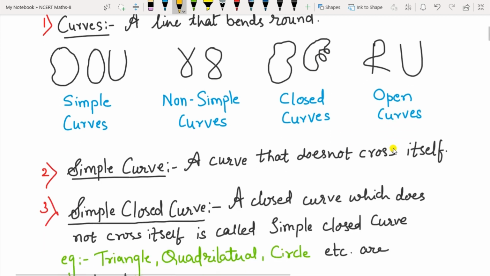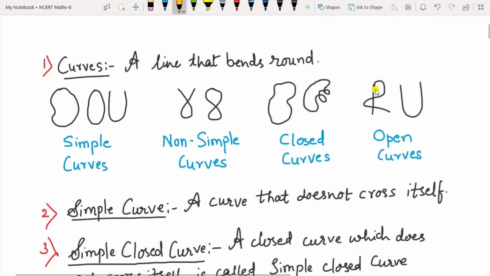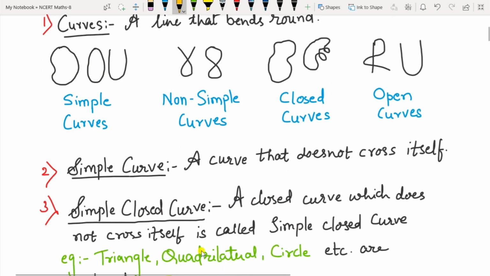Second point is the simple curve. A curve that does not cross itself is called a simple curve. So this is a simple curve that does not cross itself, like this one. Then simple closed curve. A closed curve which does not cross itself is a simple closed curve. This figure is not just a simple curve, but also a simple closed curve.